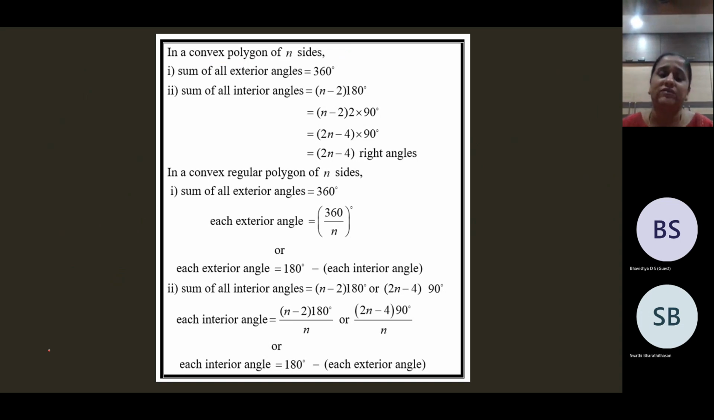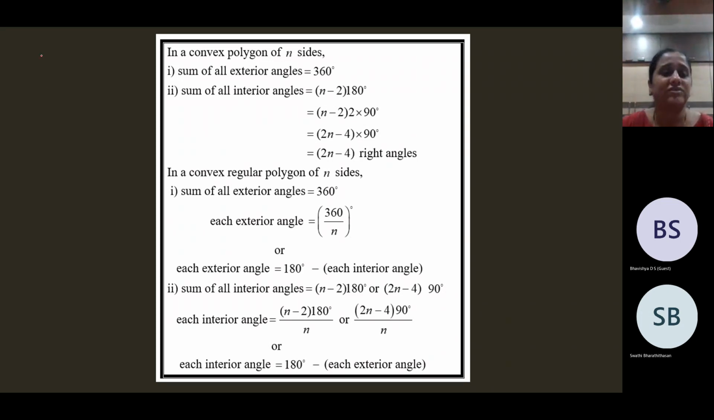In a convex, see, we are talking only about convex polygons. So in a convex polygon of n sides, the sum of all the exterior angles is always 360 degrees. Now, if the polygon has 3 interior angles, it will have 3 exterior angles. If it has 4 interior angles, it will have 4 exterior angles. The sum of the interior angles will increase with the increase in the number of sides.